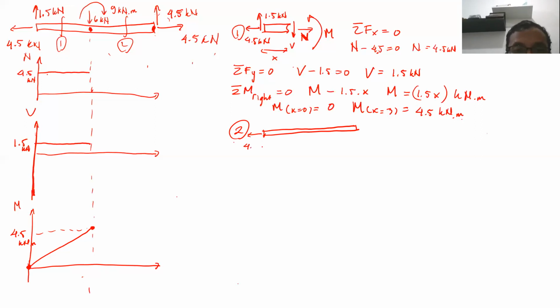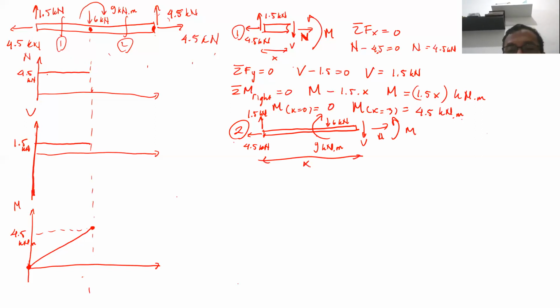4.5 kilonewton, 1.5 kilonewton going up, 6 kilonewton, 9 kilonewton meter. Okay, as usual, I will draw all the positive direction for V, N, and M. And the distance here is supposed to be X as well.